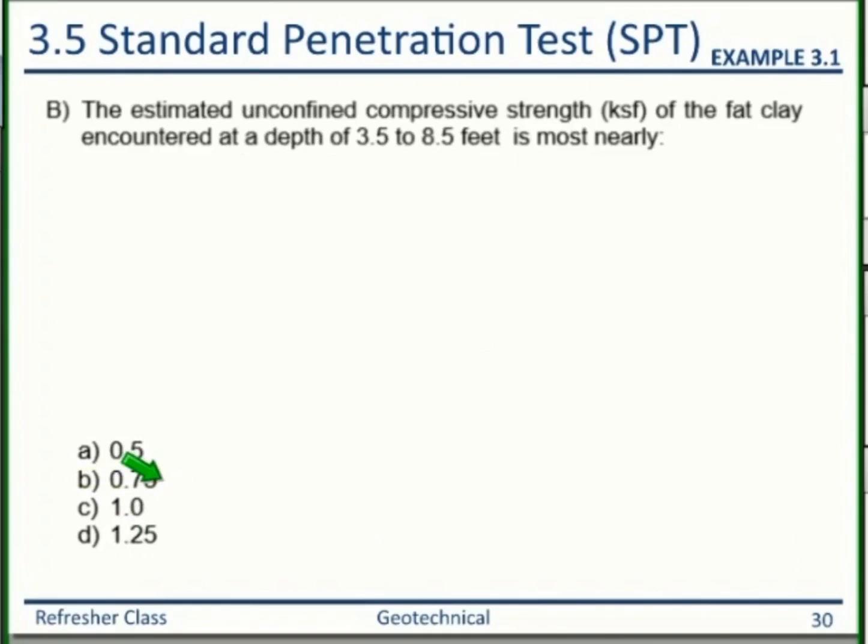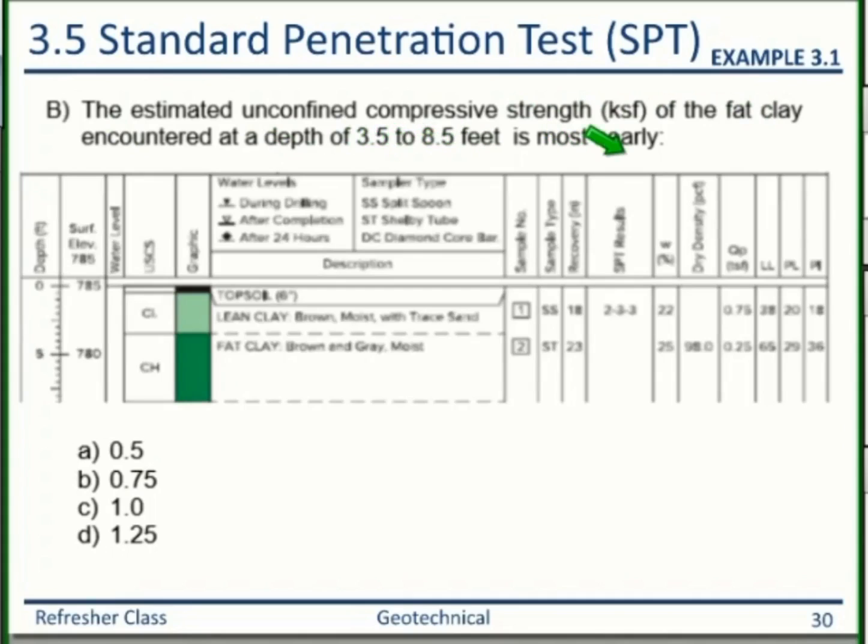Again, the next one: the estimated unconfined compressive strength in KSF of the fat clay encountered at a depth of 3.5 to 8.5 feet is most likely. If you know the unconfined compressive strength is given here, then you can solve it in 1 minute, very quick, right? But if you don't know where the unconfined strength is given, then you will spend a lot of time here. That's why, when you read the boring log, make sure you know what is presented in the boring log and where it is kept.